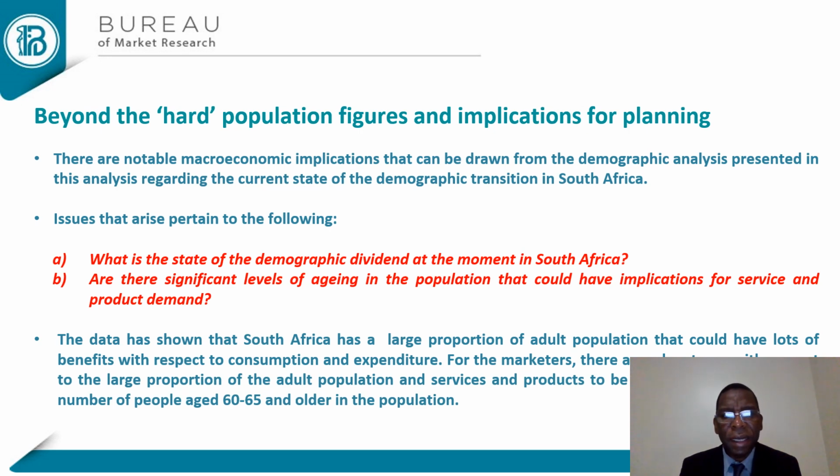The data has clearly shown that South Africa has a large proportion of the adult population, and we saw that currently stands at 70%. And that could have lots of benefits with respect to consumption and expenditures. And for the marketers, there is a huge potential in the large proportion of the adult population, as well as the aged population, that is, those aged 60 plus.